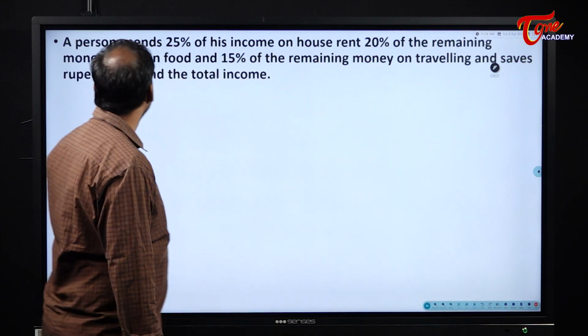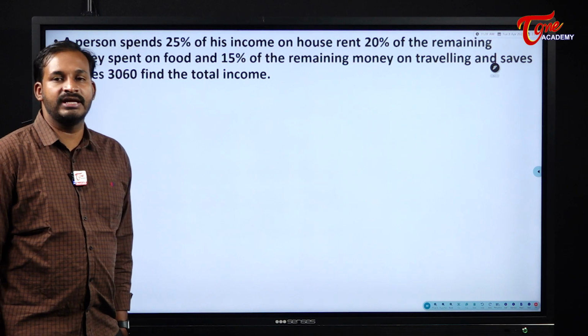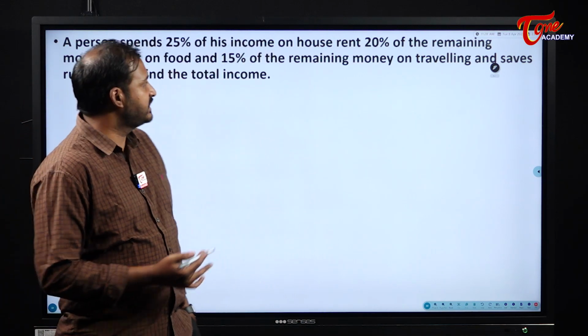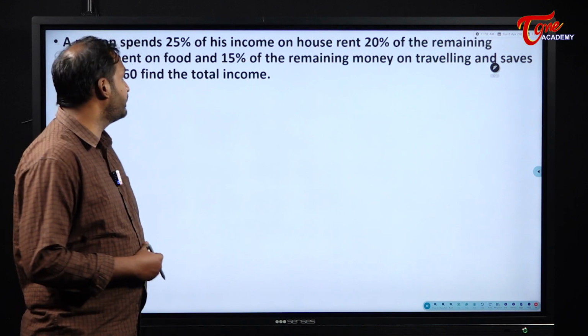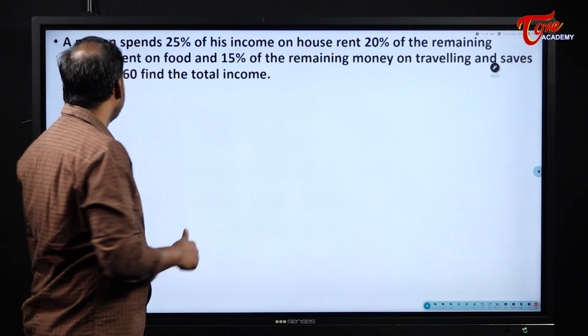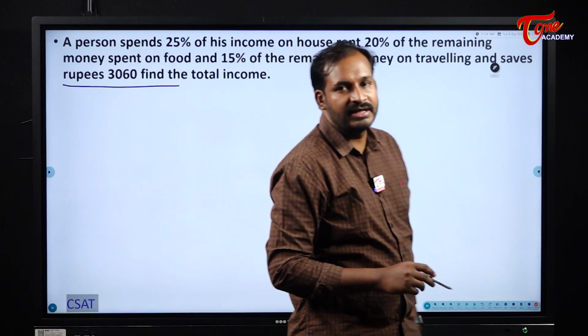Next one. A person spends 25% of his income on house rent. See, already in our first concept session, we discussed this one. A spends 25% of his income on house rent, 20% of remaining money on food and 15% of remaining on traveling and saves rupees 3060. Find the total income.